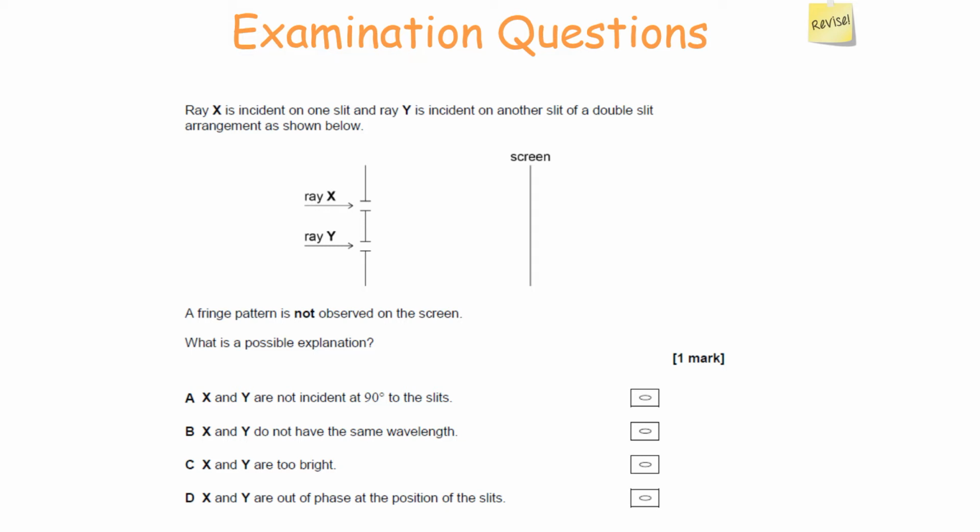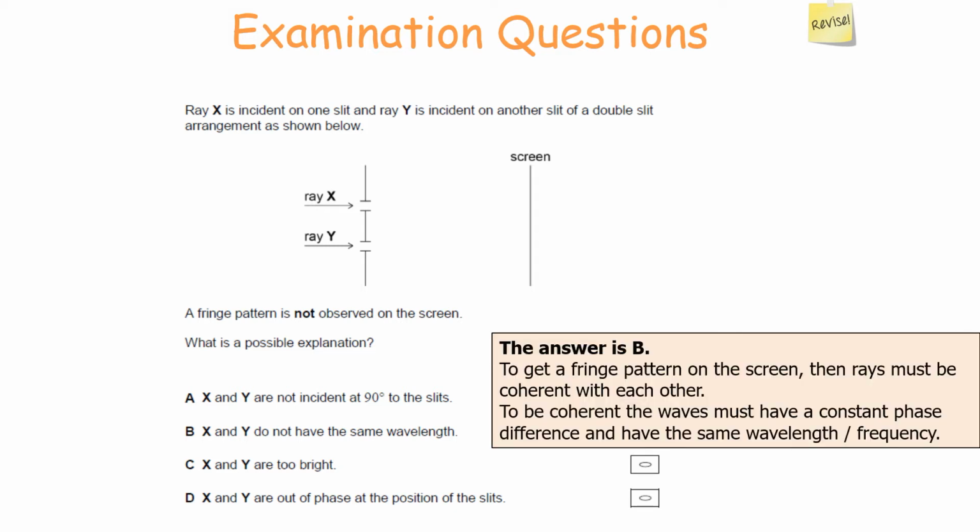Right, now it's important again to note that to get a fringe pattern on a screen, the waves must be interfering with each other to cause this fringe pattern. Now, to get waves to interfere, you need to have the rays be coherent with each other. The definition of coherent is that the waves have a constant phase difference and the same wavelength/frequency. So the answer here is X and Y do not have the same wavelength, so you can't have coherency, so you don't get an interference pattern forming. So our answer here is B.